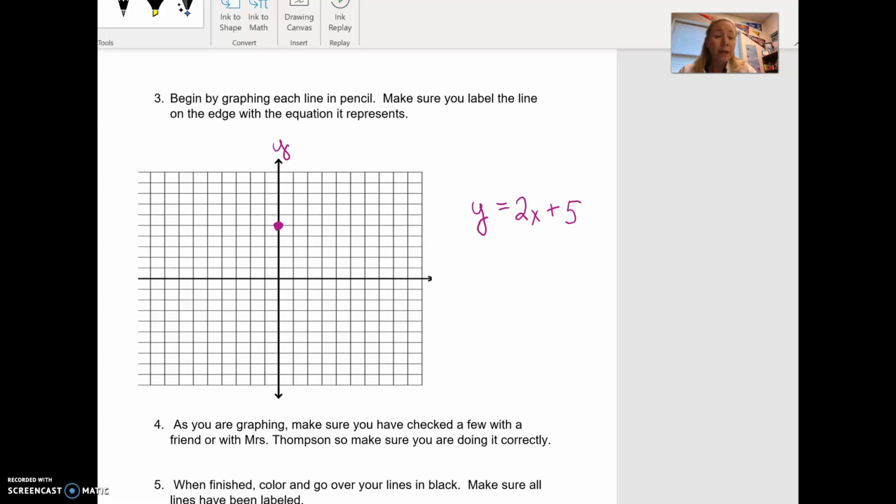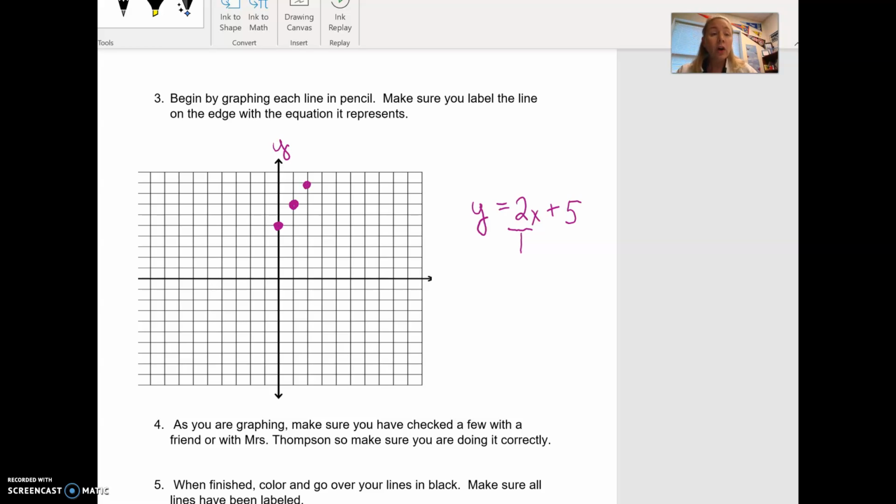Remember also that we have to use slope. And so slope is written as a ratio. In this case, 2/1. So that means from this point, I'm going to go up 2 units and right 1 unit. And then I would make my next point. And I'm going to do that several times. Up 2 units, right 1 unit.